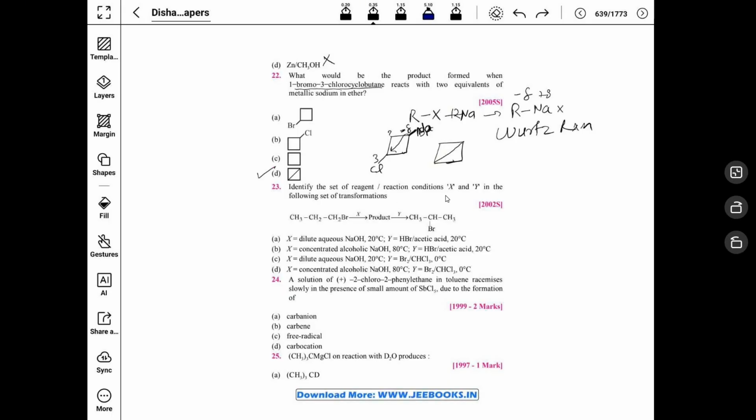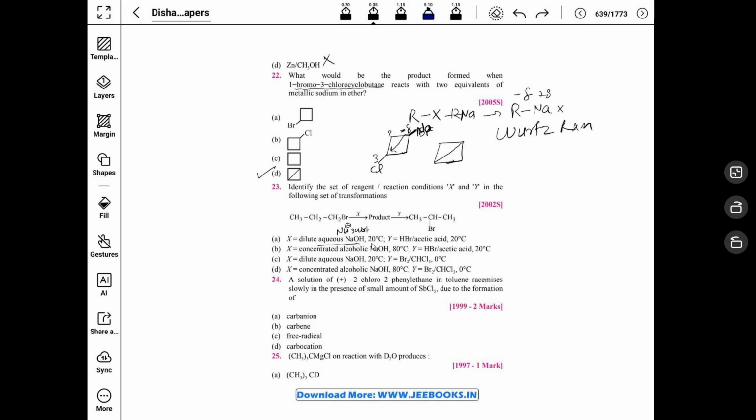Identify the set of reagents and reaction conditions X and Y in the following set of reactions. Look, first this is the alkyl halide and then X gives the product, and after that this. For sure this product has a double bond. To get this double bond we need a strong base, not a nucleophile. We need the base to create the double bond. So let's look at option A, dilute aqueous sodium hydroxide. It will be nucleophilic, so it will favor substitution, not elimination.